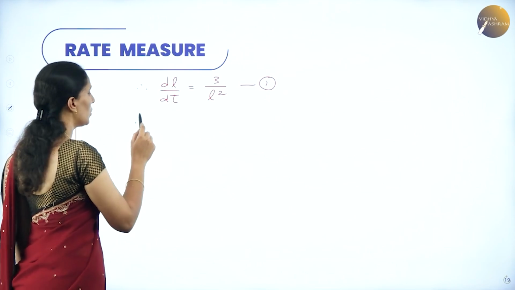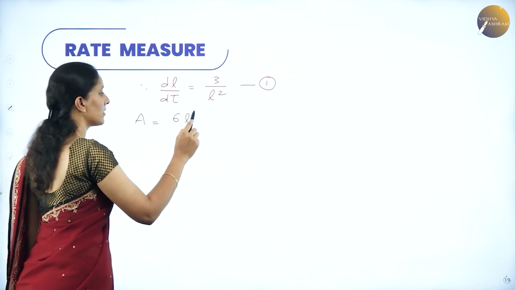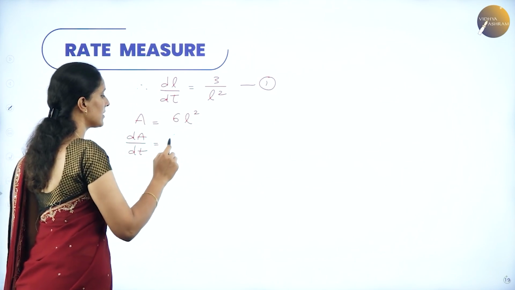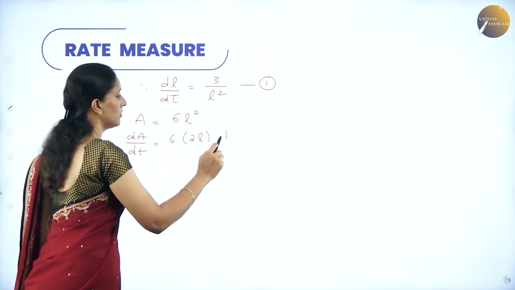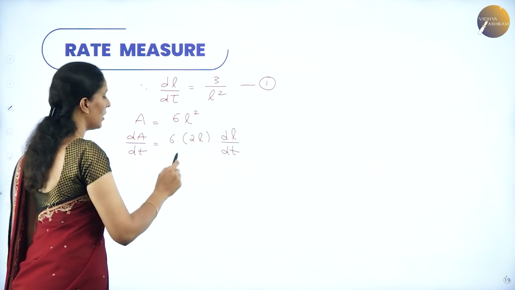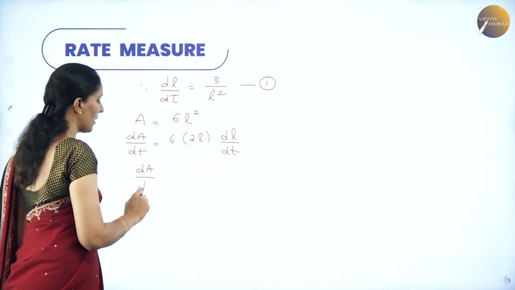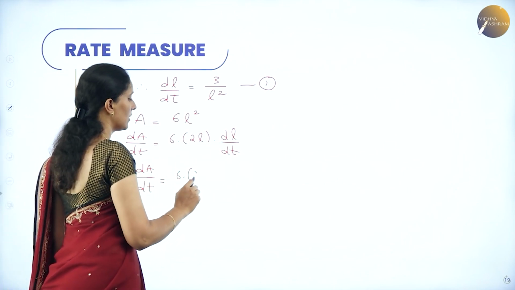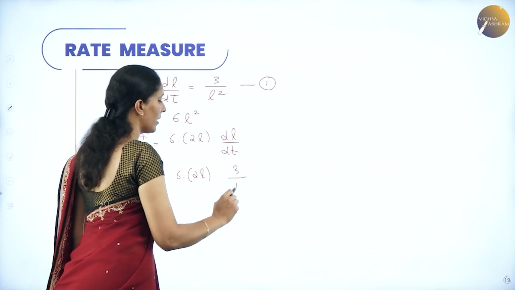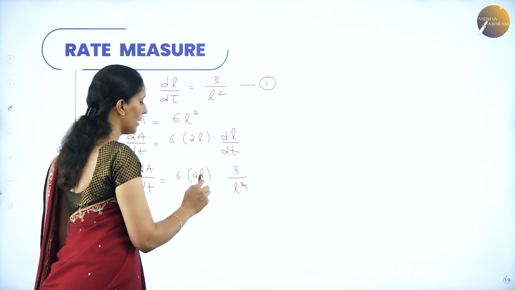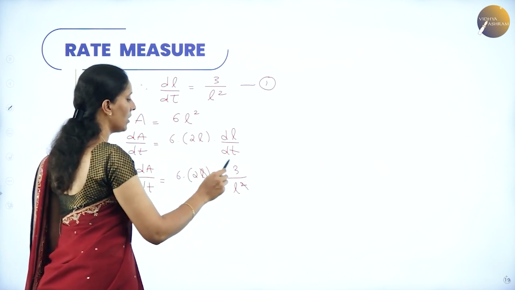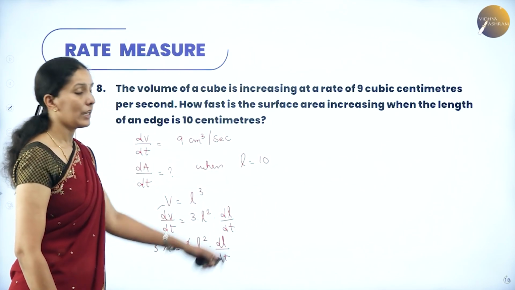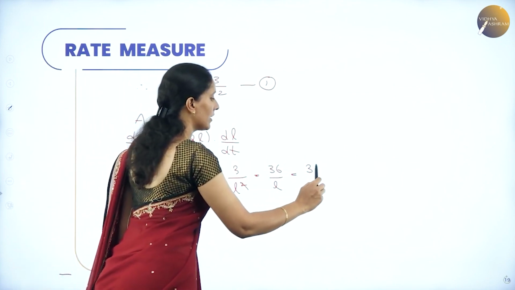Now we know the total surface area of a cube is 6 times L square. So if you take dA by dt, then this is 6 into 2L into dl by dt. Now here dA by dt we have to calculate, that is change in area with respect to time. So here dl by dt can be written as 3 divided by L square. So here L gets cancelled. So 6 2s are 12, 12 3s are 36 we have, divided by L. And the length is given, that is 10 centimeter. So clearly we can write 36 by 10.